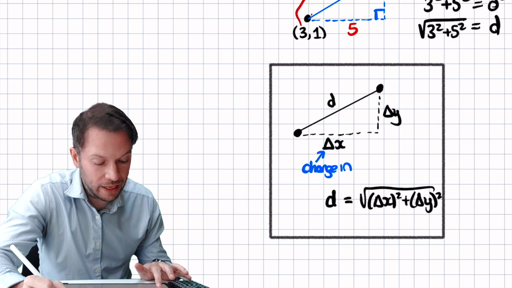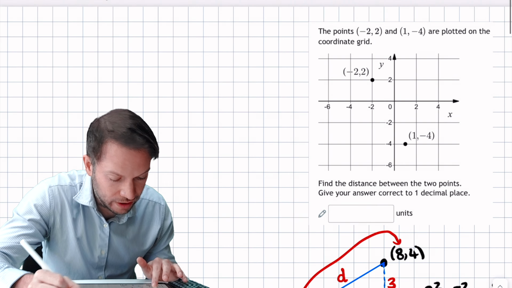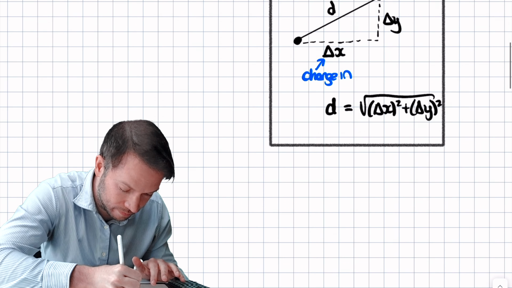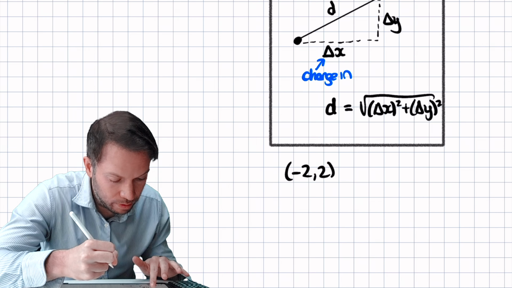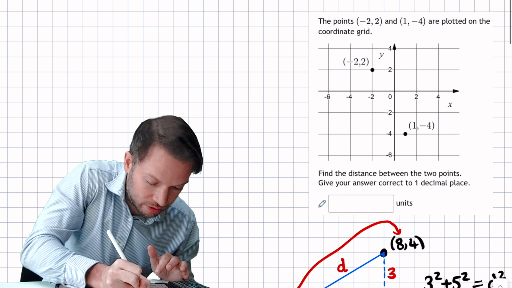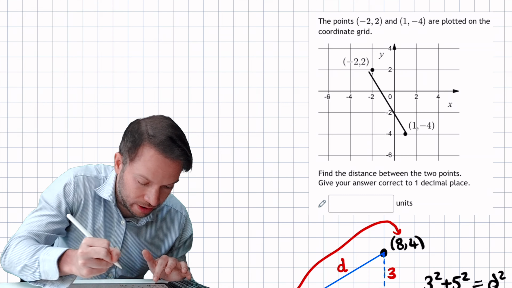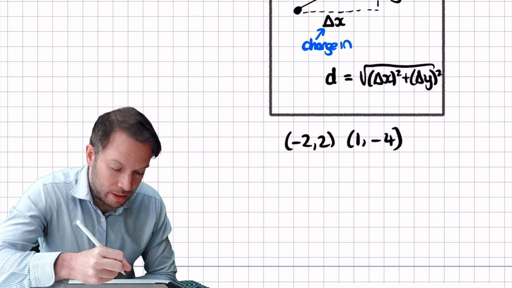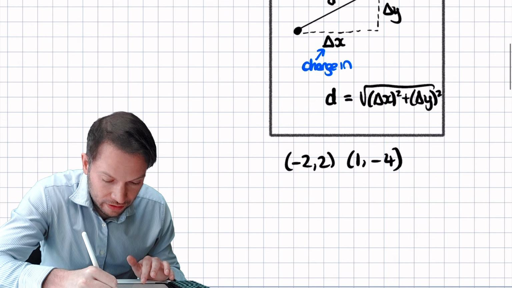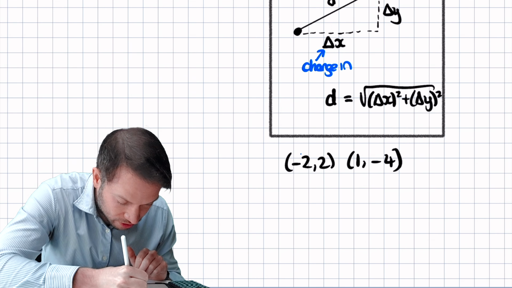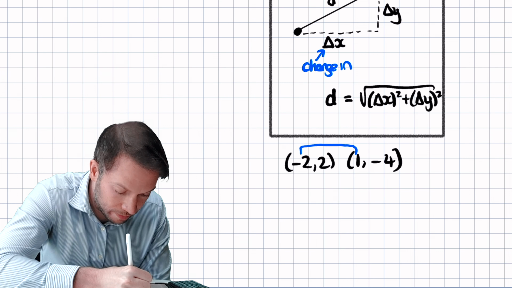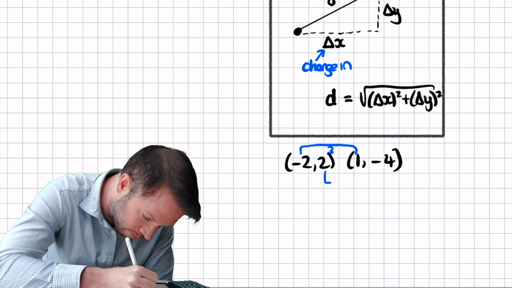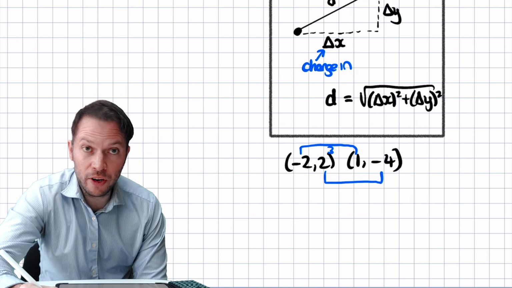Right, so let's apply that to these coordinates here. So we've got (-2, 2), and we've got (1, -4), and we want to find this distance between them here. Now, what's the change in x? Well, the change in x from -2 to 1, you can see that change is 3. So the change in x is 3. And what's the change in y? Well, from 2 to -4, it's going down by 6.